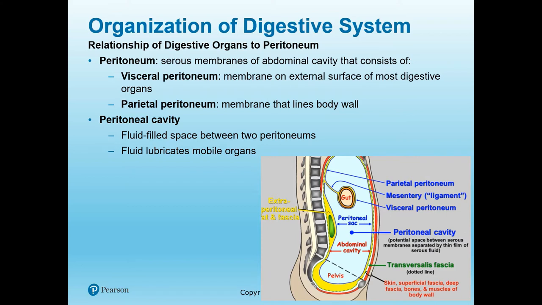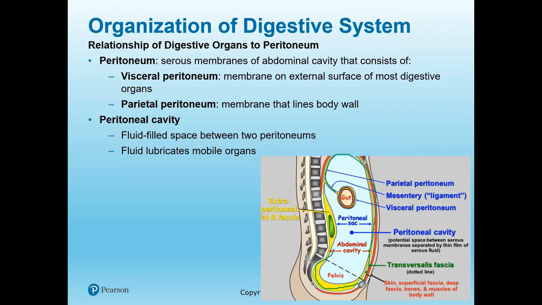Okay, so let's talk about the organization of the digestive system. We have the two main systems, right? The GI tract, and all of the accessory organs. Well, our abdominal cavity is a relatively closed system, okay? And there is a fascia that surrounds this entire system, multiple actually, fascias and layers of muscle.